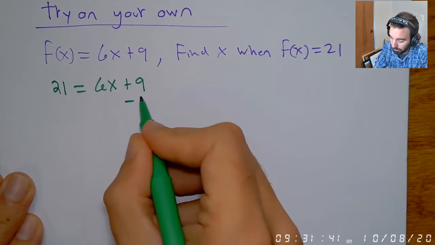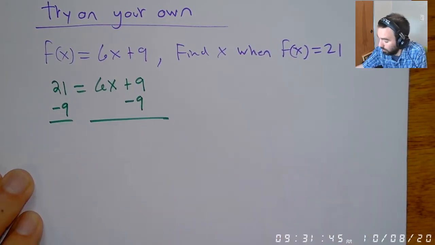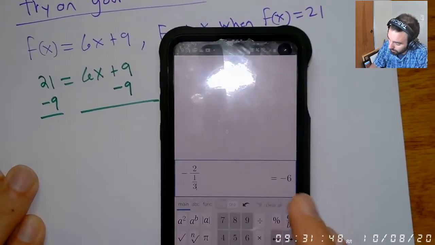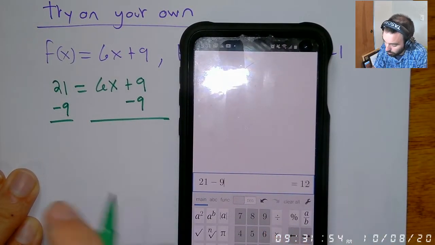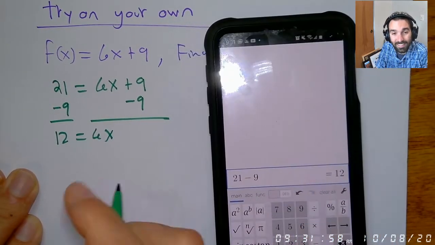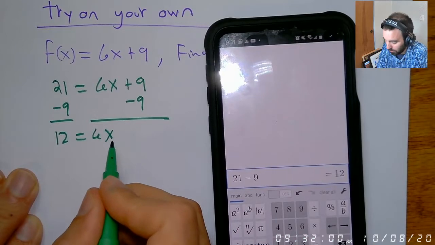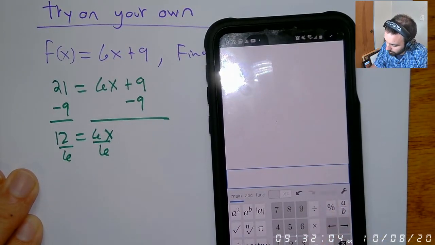To do this, I'm going to subtract 9 from both sides. Okay? So again, I hope you guys are using calculators, right? So 21 minus 9 is 12. This is 6 times x, right? So I'm going to divide by 6. And then 12 divided by 6 is 2.